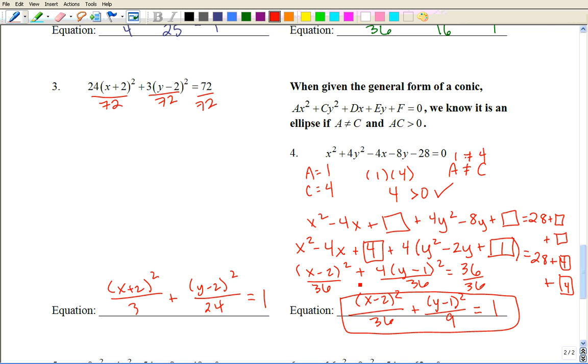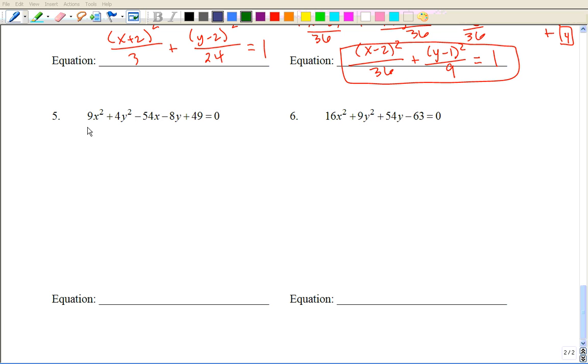Let's look at another one of these. So number 5, 9x squared plus 4y squared minus 54x minus 8y plus 49 equals 0. First of all, let's check to make sure that this is an ellipse. So we have an a value of 9, a c value of 4. Those two things are not equal, so far so good. And I also need to make sure that a times c is greater than 0. And so 9 times 4 is greater than 0, so we're good.